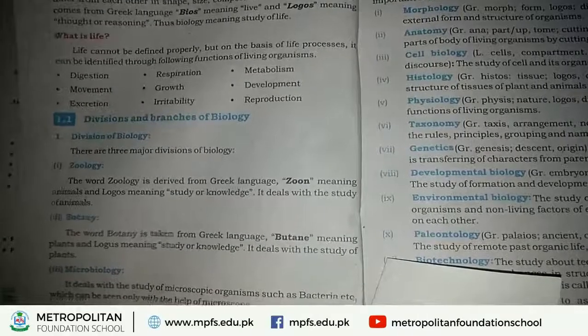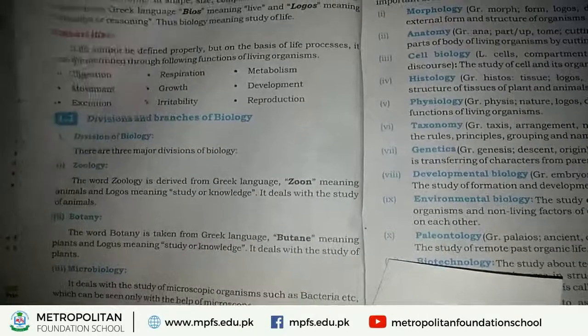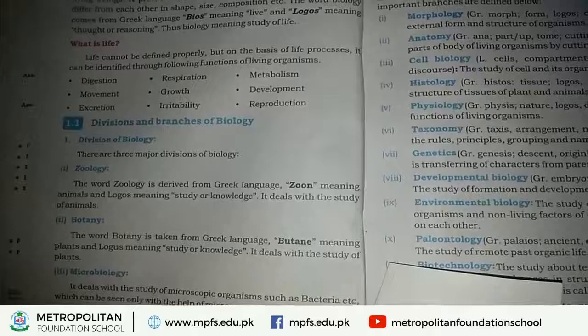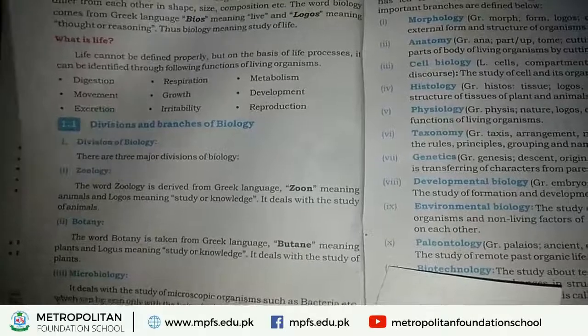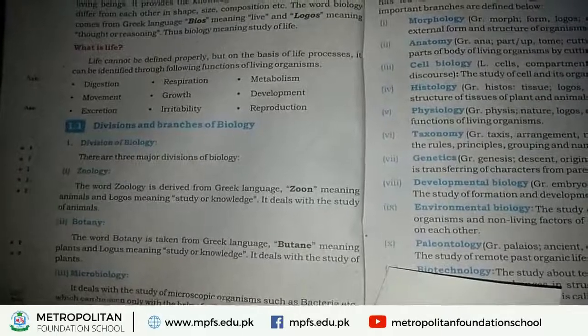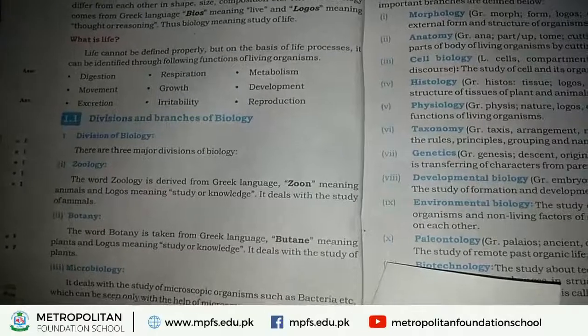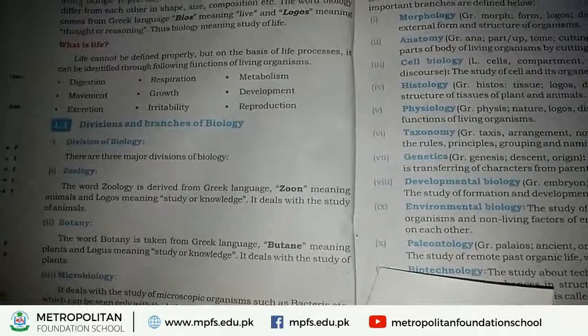First of all, we define here zoology. It is the first division of biology. Biology is divided into three main divisions. Number 1, zoology. Number 2, botany. And number 3, microbiology.